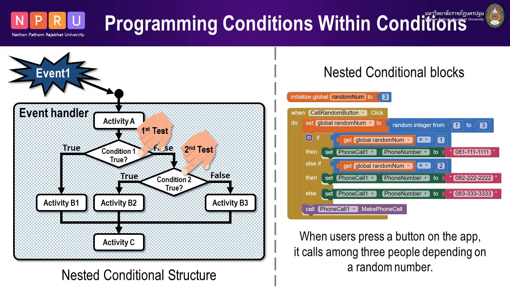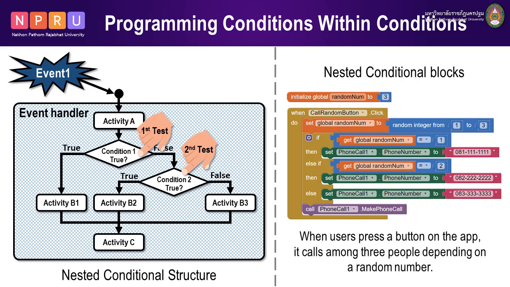So, if the first test, random num equal to 1, is false, and the second, random num equal to 2, is true, the second branch is executed, and 082-222-2222 is called. If both tests are false, the else branch at the bottom is executed, and the third number 083-333-3333 is called. Note that this modification only works because the two parameters of the random integer call were changed to 3, so that 1, 2, or 3 is generated with equal likelihood.